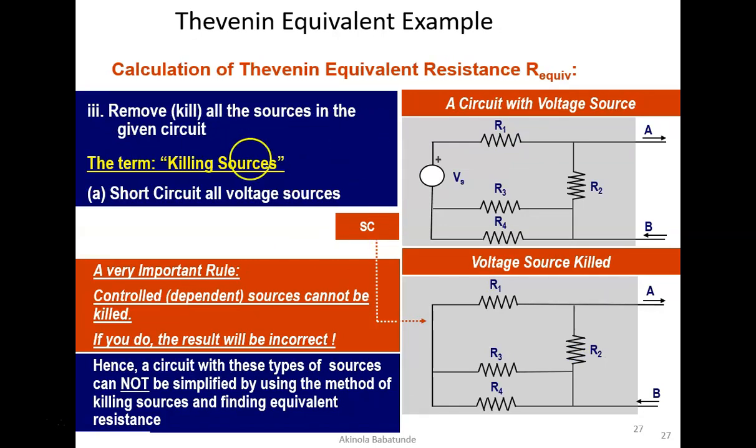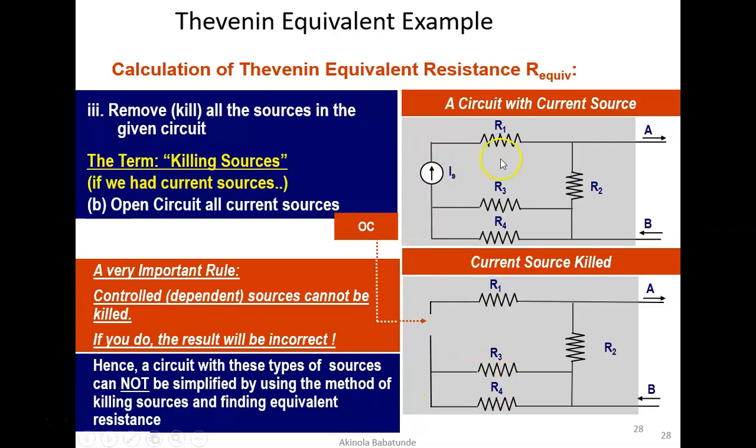Then the next thing you want to do is to remove all the sources in the given circuit. When you remove all the sources, it means that you are shutting the circuit down. For voltages, it simply means you are short circuiting it, and for current, it simply means you are opening the circuit. So what we have is a voltage source. You short circuit this branch of the circuit. When you do that, it simply means this voltage source is no longer there.